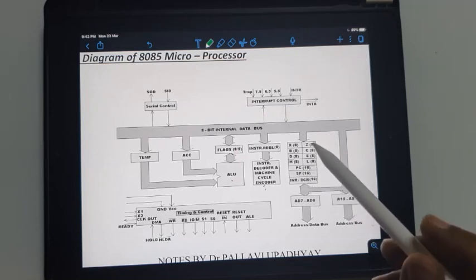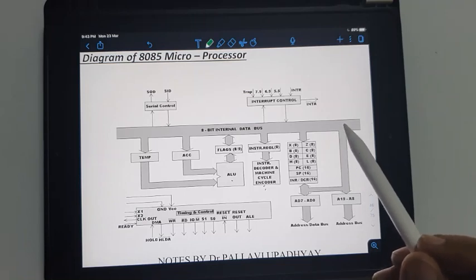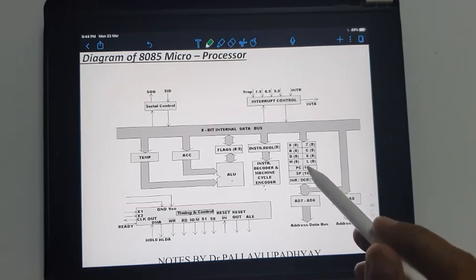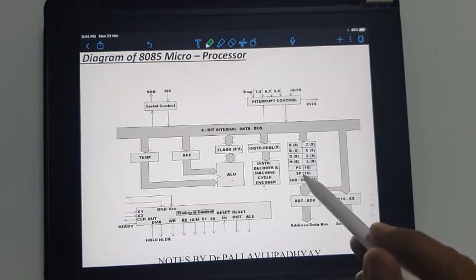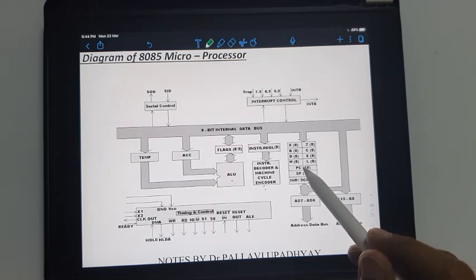Okay. Now we know that the registers in 8085 are divided into two categories, the general purpose registers and the special purpose registers. Having done the general purpose registers, let's move on to special purpose registers. There are three special purpose registers: PC, the program counter; SP, the stack pointer; and incrementer and decrementer. PC, program counter, holds the address of the next instruction to be executed by the CPU.